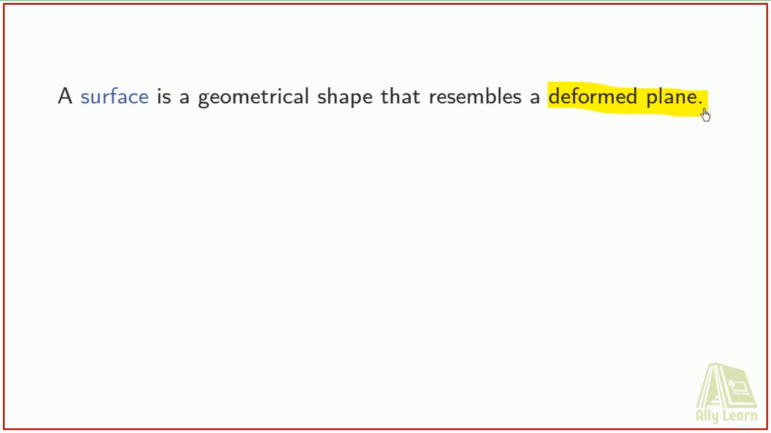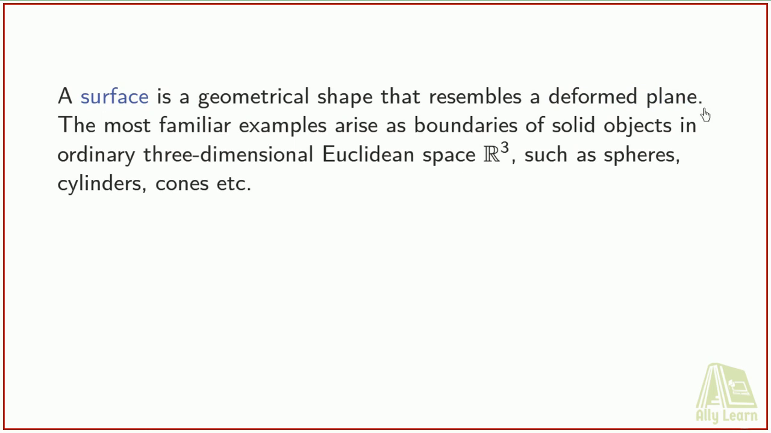A plane is a surface and whatever structure we make by deforming the plane, जो भी structure हमें plane की shape को change करके मिलता है, that is a surface. For example, the boundaries of three dimensional objects. So you must have seen cylinders, cones, spheres. ये सब three dimensional objects के जो boundaries होती हैं, they are the most familiar examples of surfaces.